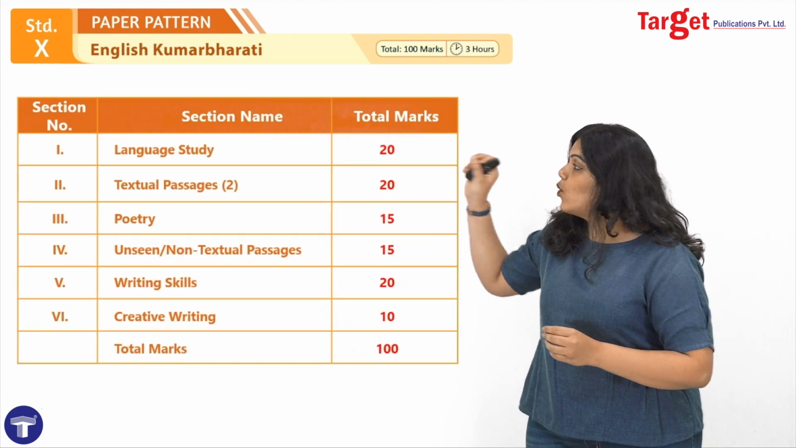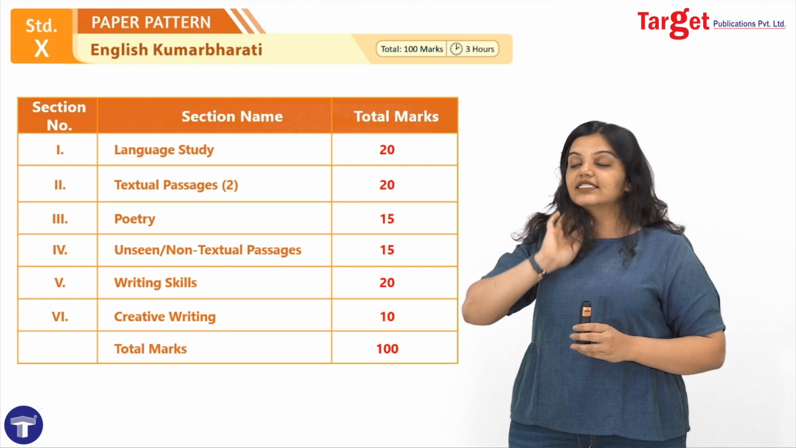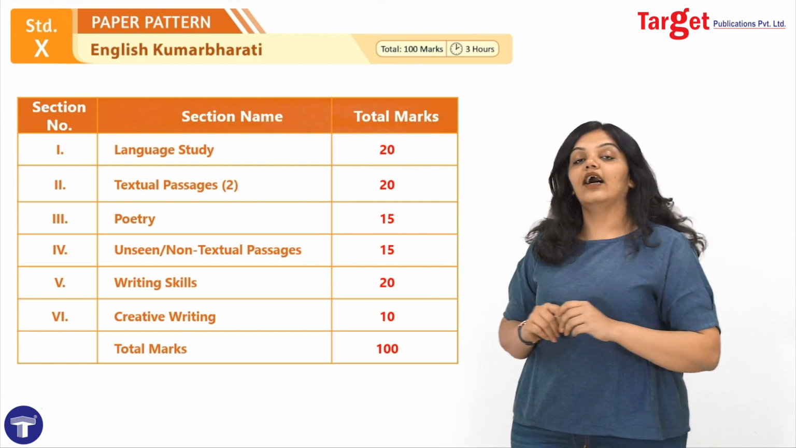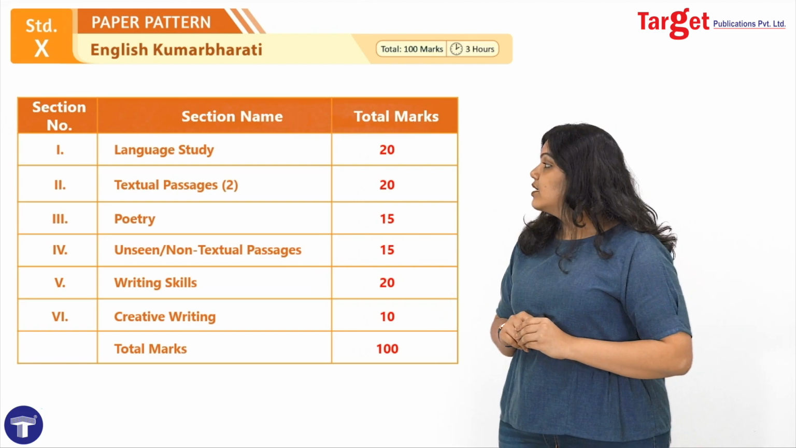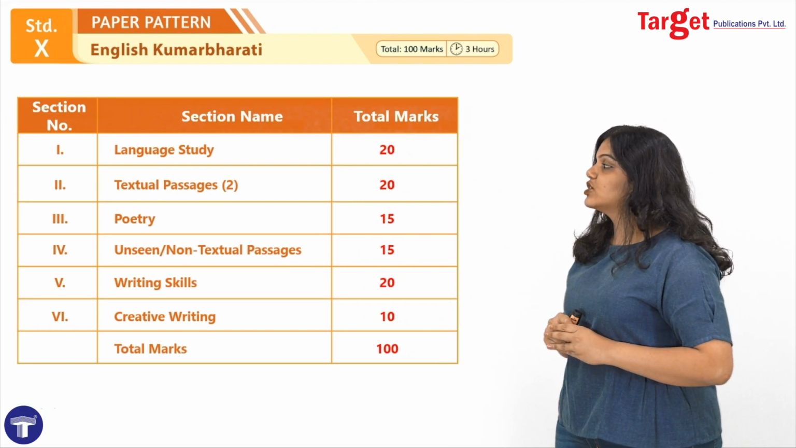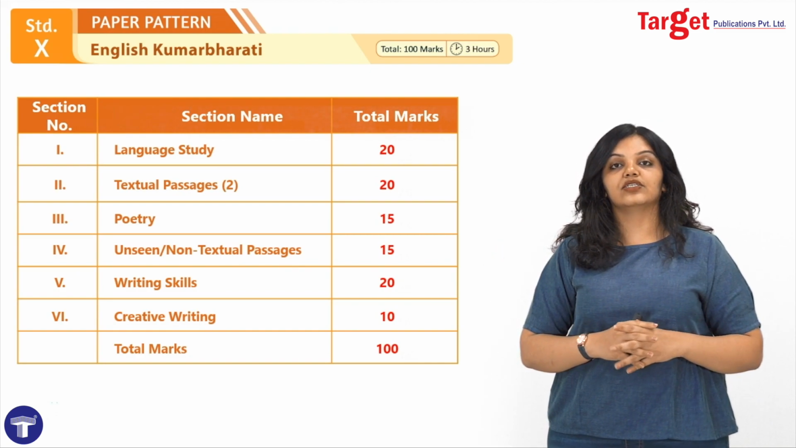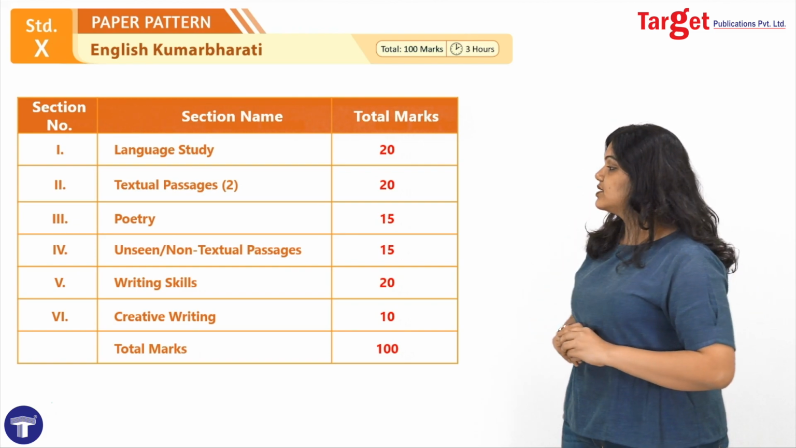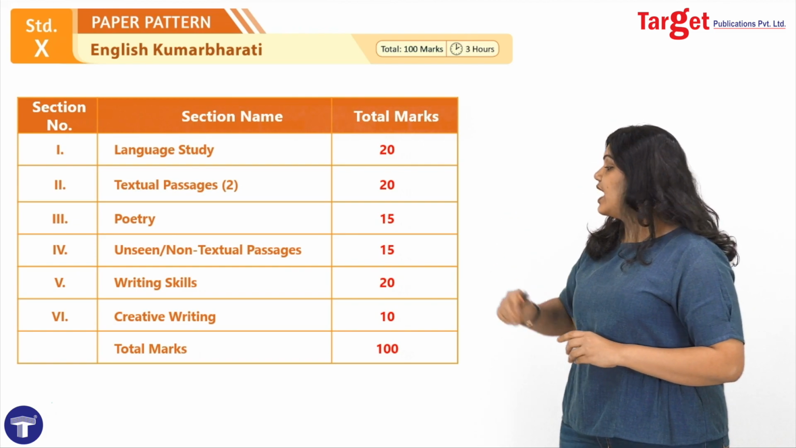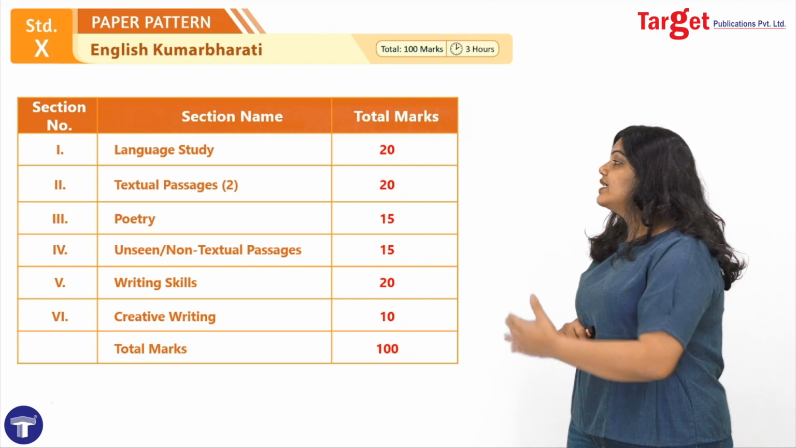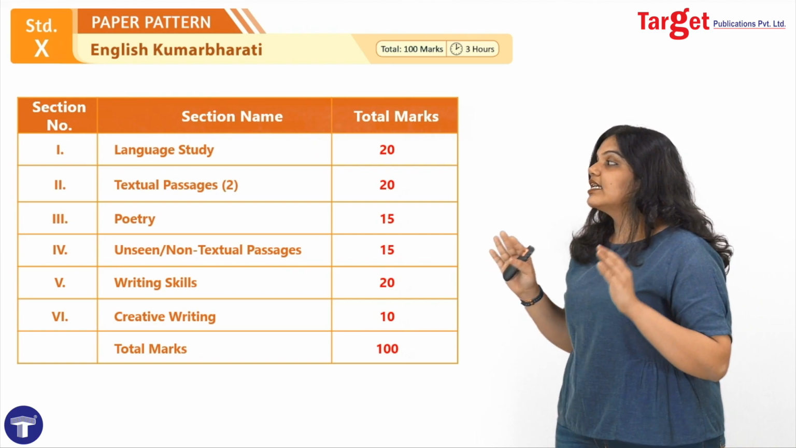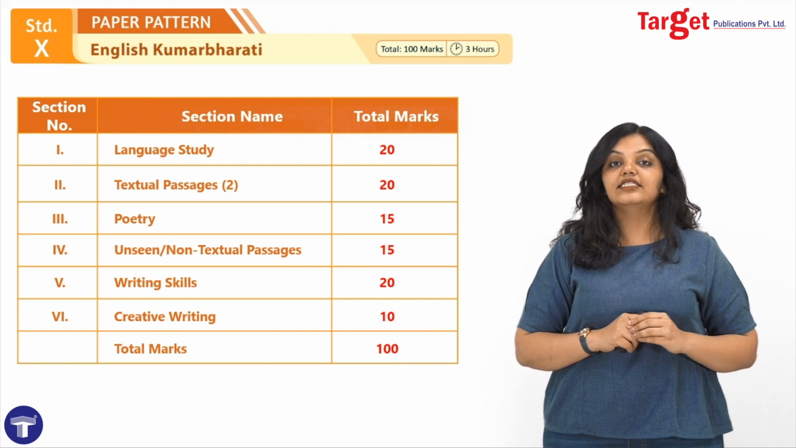Now this is an overview of your paper pattern and it consists, as you can see, of 6 different sections totaling a 100-mark paper. You have the language studies section, the textual passages section, the poetry section, the unseen, that is the non-textual passages section, writing skills section, and creative writing section. As you can see, they give you a 100-mark paper. Now let's discuss each of them in detail.